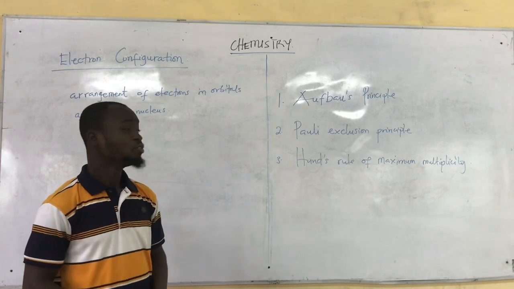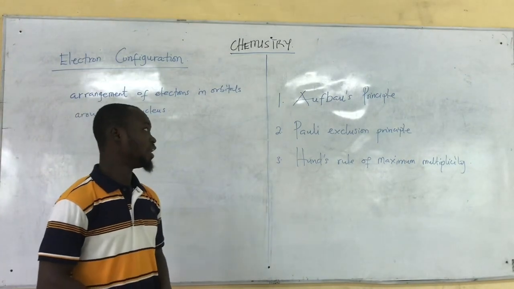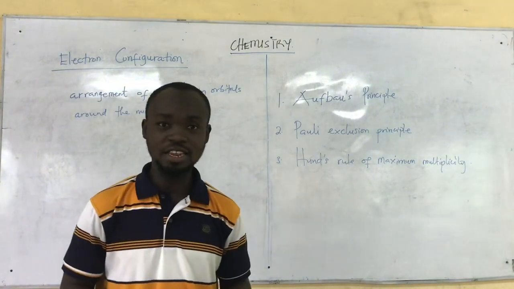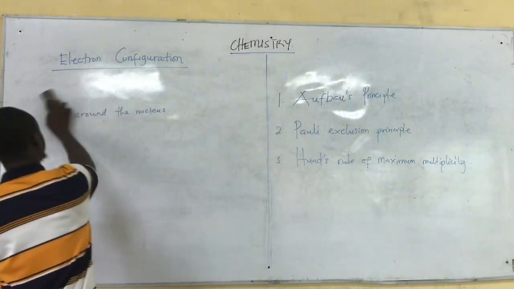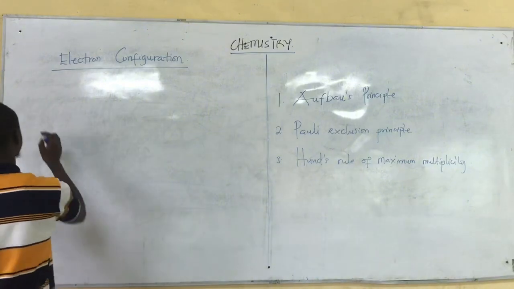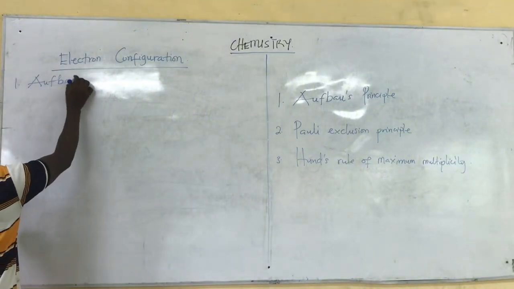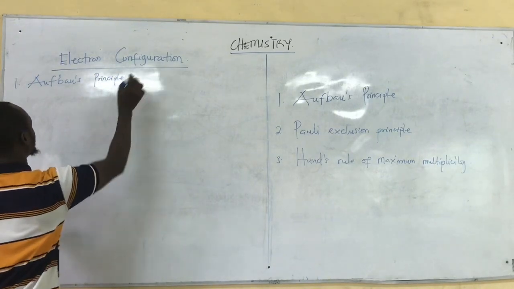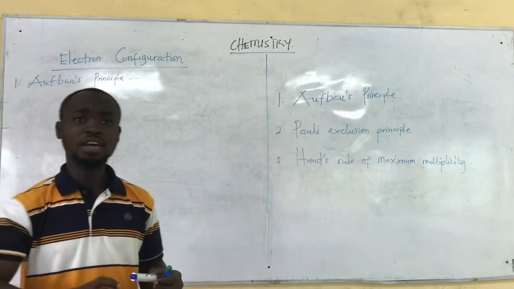So we'll go through each of them one after the other, and then we will be able to understand how electrons are arranged in orbitals of an atom. Now let's take the first one, the Aufbau principle. What does this principle mean, or what does it state?